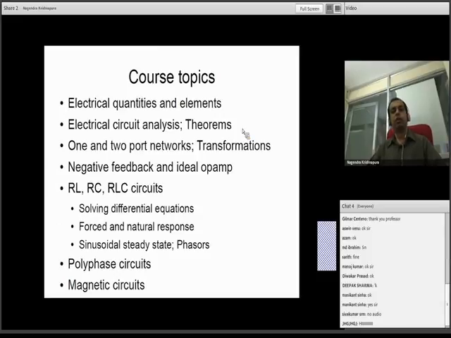Okay. Now, finally, we will look at polyphase circuits. At least some of you would be familiar with three-phase power transmission and so on. So, we will look at some of those things and see why those things are important and see how to analyze those circuits. Okay. Now, in this online version of the course, we will not be dealing with magnetic circuits, but you can look at other resources to get some knowledge about those things. Okay.